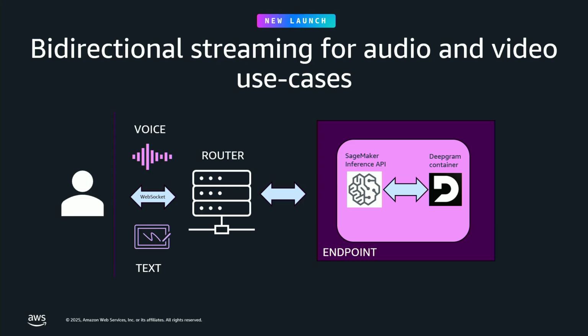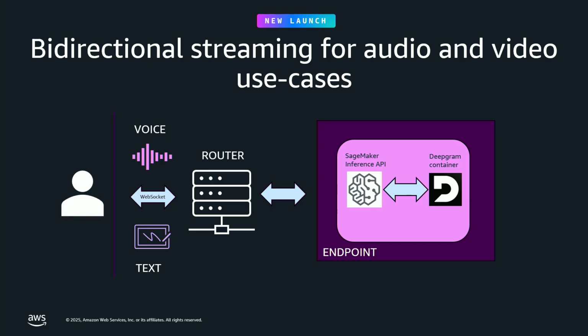And the way it works is, to give some technical details, we have a router, and we have the SageMaker endpoint. And you can bring your own container to work with the bidirectional streaming, or we've also partnered with Deepgram to bring their models to work with SageMaker. So we are implementing the HTTP2 protocol. So whenever the client connects to the SageMaker router, it connects using HTTP2, and the router will forward the request to the API, which uses a WebSocket connection.